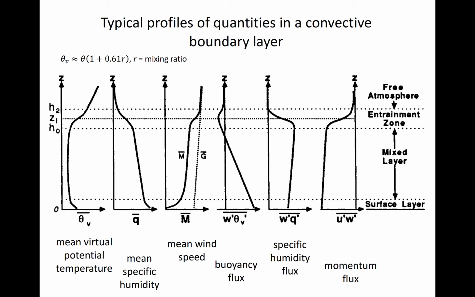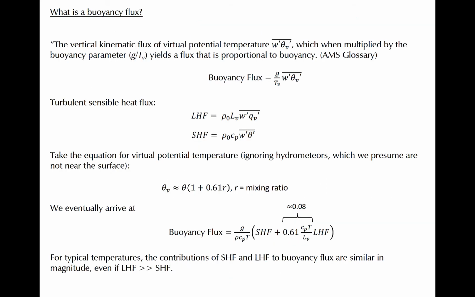A detailed explanation of the eddy covariance flux method for estimating fluxes will not be covered here, but can be found in a course on boundary layer meteorology or air-sea interaction. We will look a little more into the buoyancy flux, however. Because it is related to vertical kinematic flux of theta v, and theta v incorporates both moisture and temperature, the buoyancy flux is related to fluxes of latent and sensible heat.